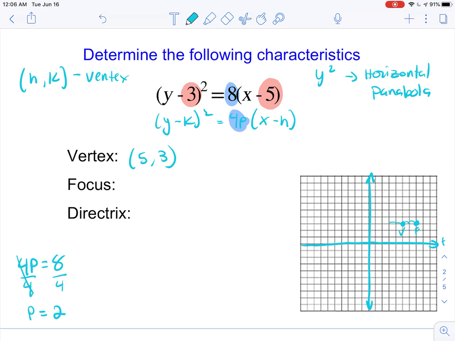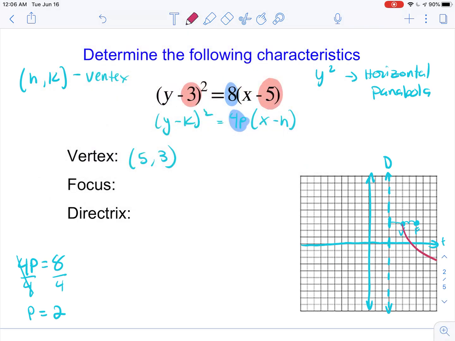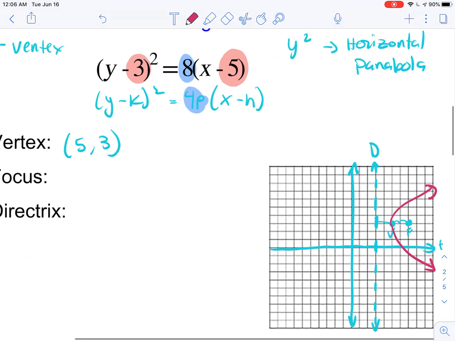My directrix is going to be 2 units in the opposite direction. So 1, 2. Okay, now remember, the directrix is a line, a dashed line. Okay, whereas a focus is a point. Okay, but once you have all of that drawn out, you can actually get an idea of what our parabola is going to look like. All right, so based off of this p-value, I was able to identify a focus and a directrix. All that's left is picking out what that point is.